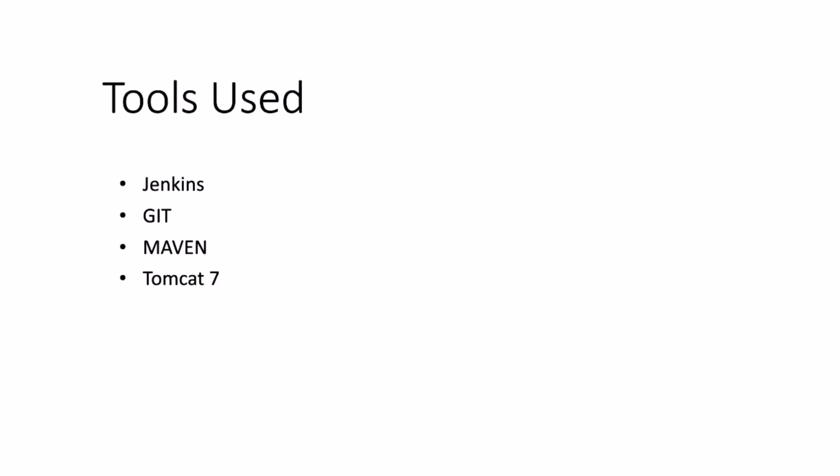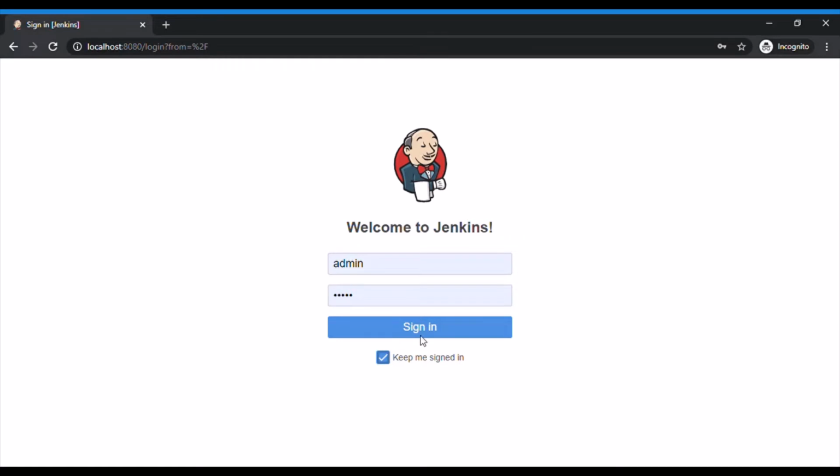In order to create the job, I have used the following tools in this video: Jenkins, obviously, Git as a source code repository, Maven to build the project, and Tomcat 7 to deploy the application. Alright, let's begin with the job configuration.